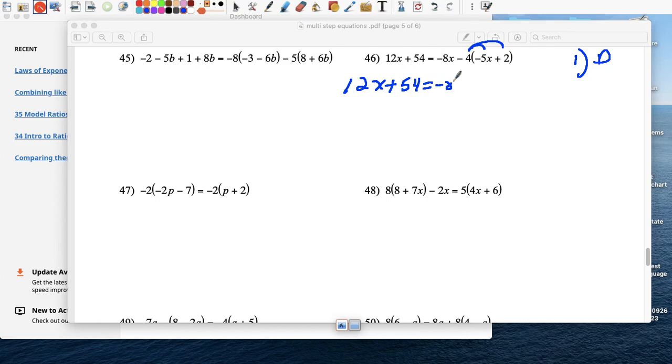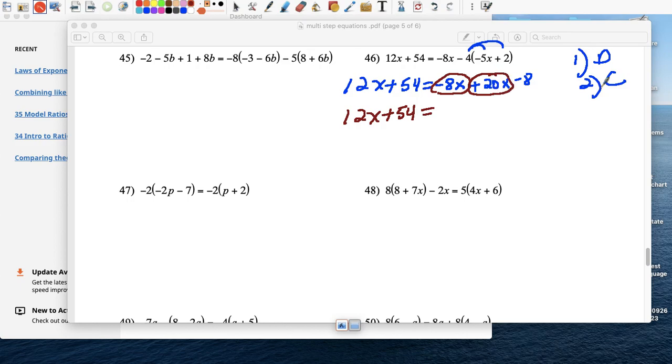Equals negative 8x, and then we're going to start doing the distributive property. That's a negative 4. Negative 4 times negative 5 is positive 20x. And negative 4 times positive 2 is negative 8. 2. Combine like terms. Look at the left side. Can I combine 12x and 54? No. Copy. Right side. Can I combine? Yes. Negative 8x and positive 20x.